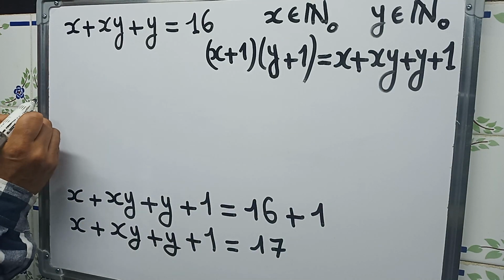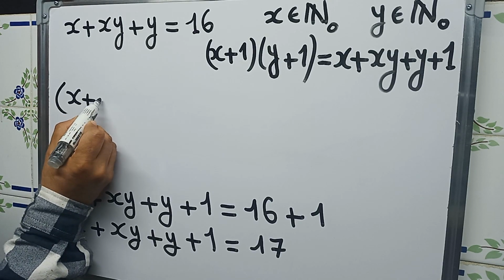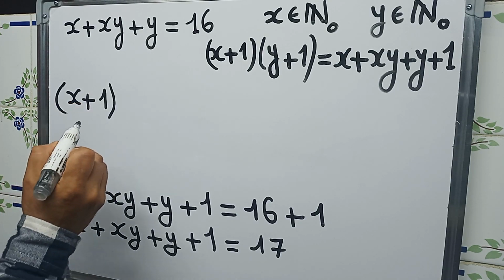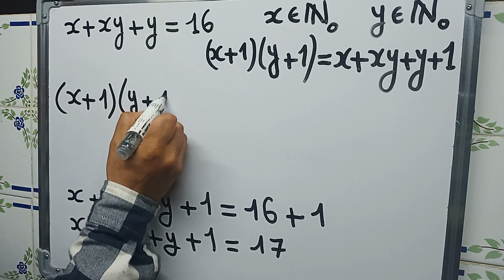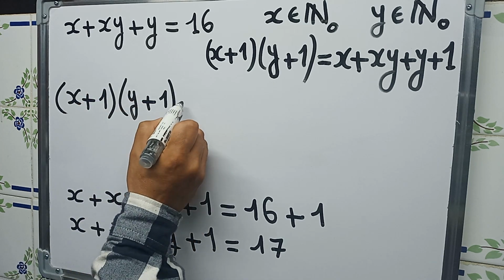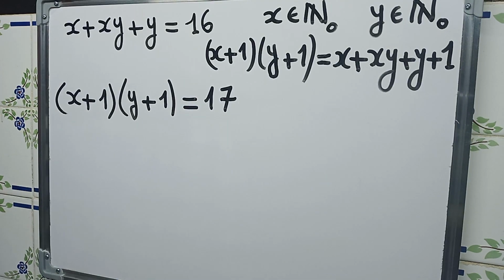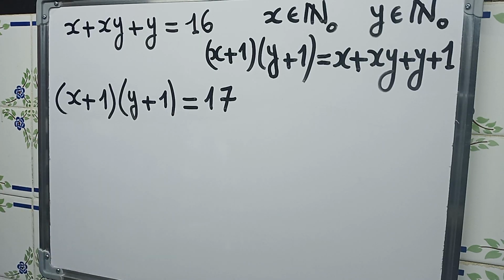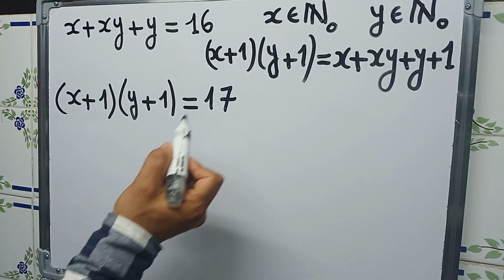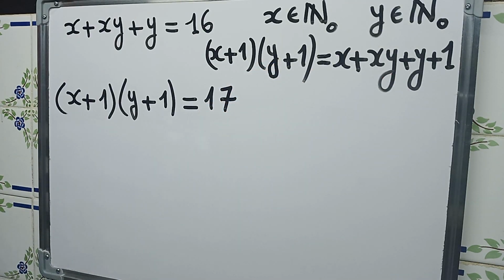our equation becomes (x plus 1) times (y plus 1), of course, equals 17. But 17 is a prime number, and also x plus 1 and y plus 1 are positive integers, since x is a non-negative integer and y is a non-negative integer.